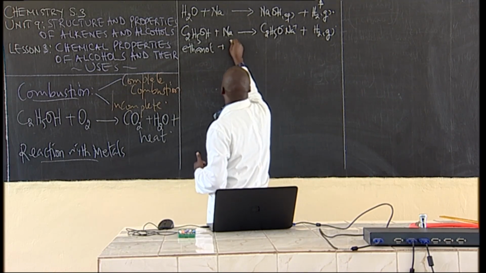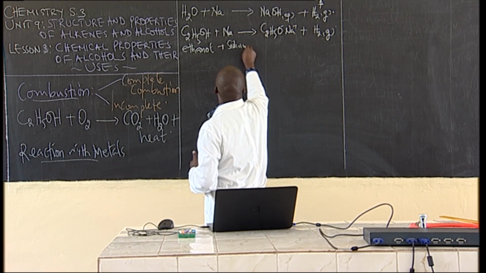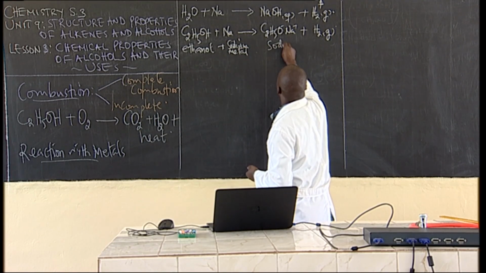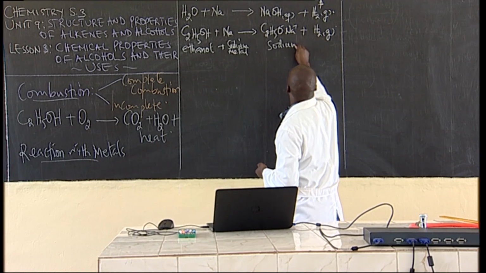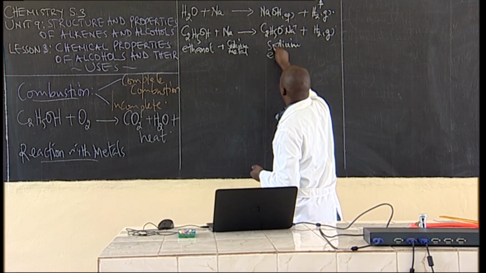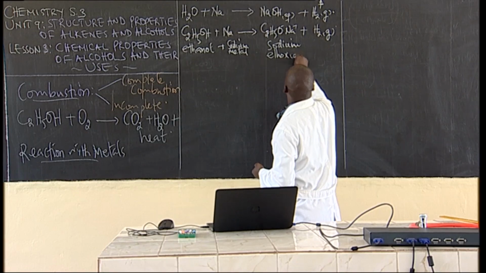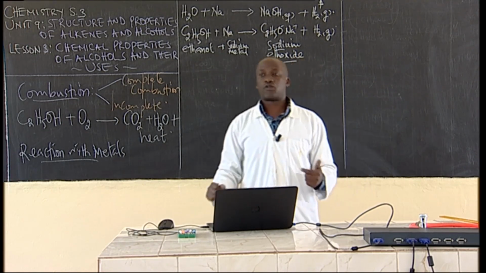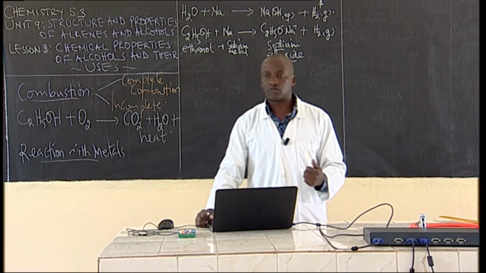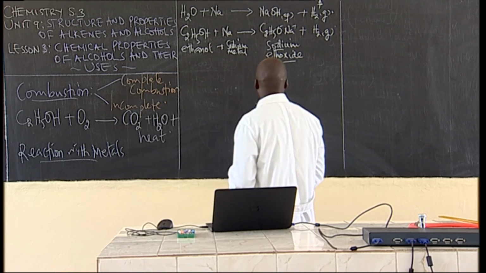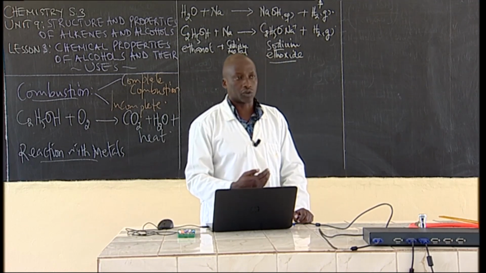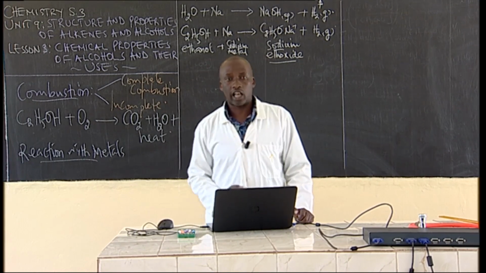So this is ethanol plus sodium metal, giving sodium ethoxide. Sodium ethoxide is the salt of the metal that is formed. You can have other metals, not only sodium metal. So it can even react with other metals.